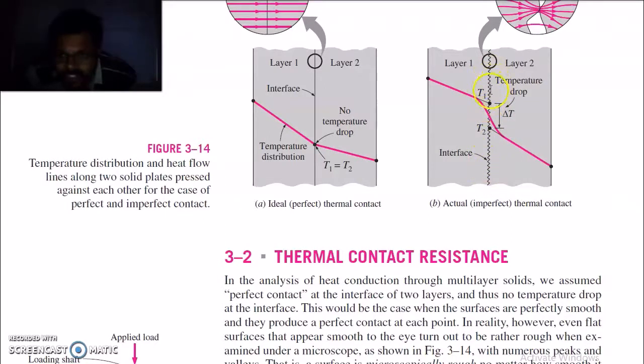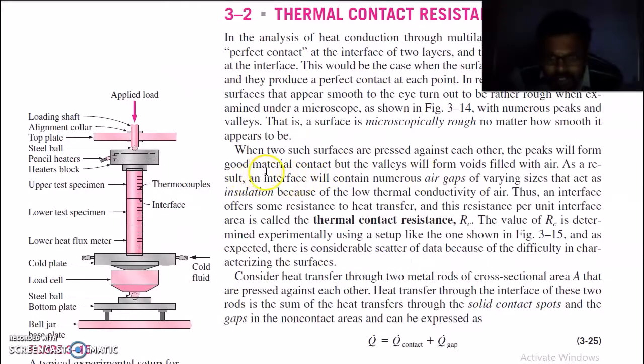So at this contact there is some temperature drop, and this will act as a thermal contact resistance. The peaks will form good material contact even after, but the valleys will form voids and these valleys will fill with air. As a result, an interface will contain numerous air gaps of varying size that act as insulation because of low thermal conductivity of air.